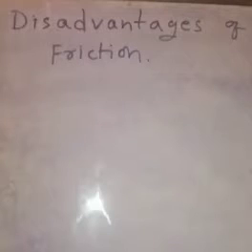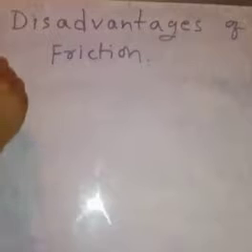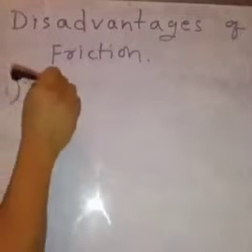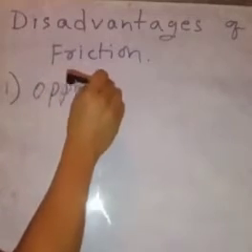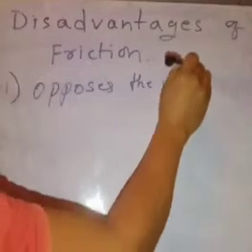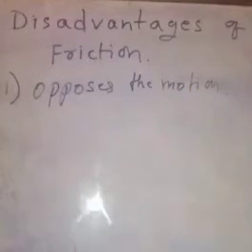Disadvantages of friction. So what are the disadvantages of friction? Number one, it opposes the motion of a moving body.